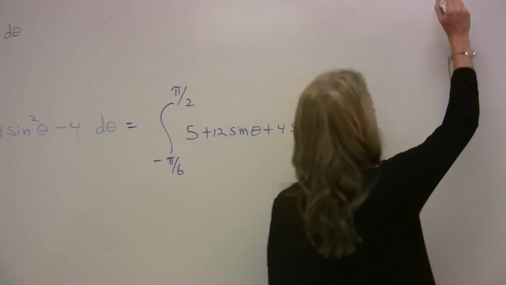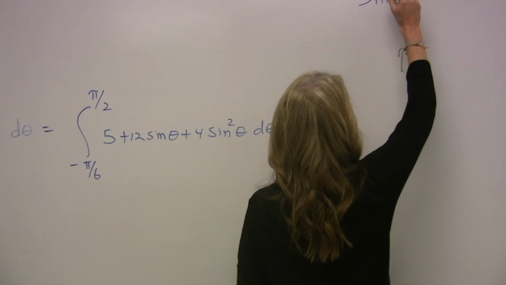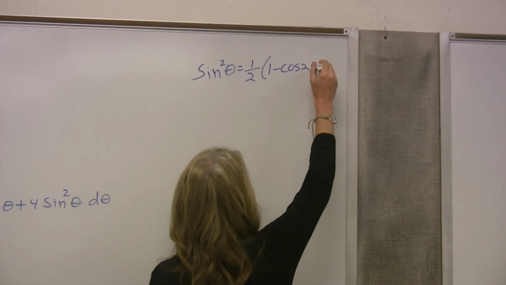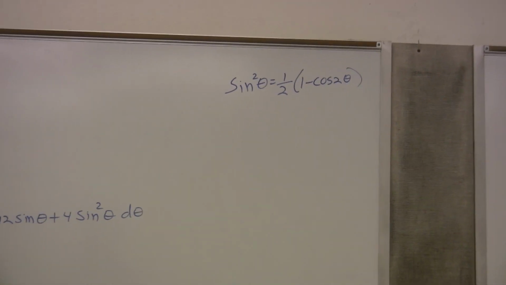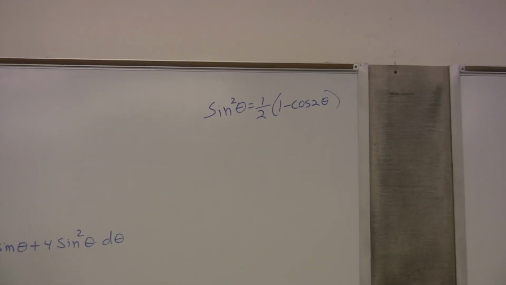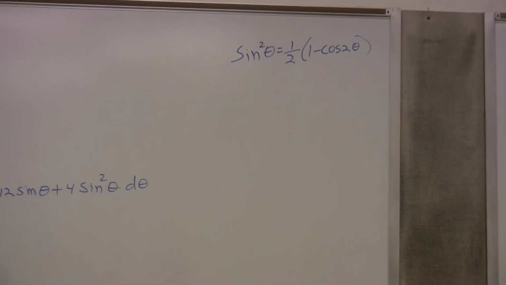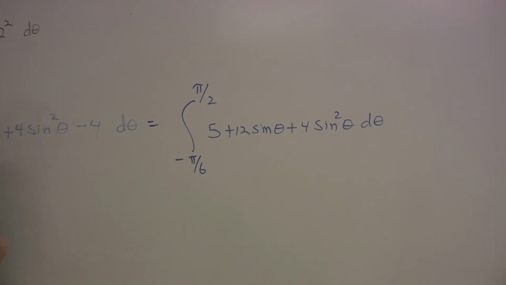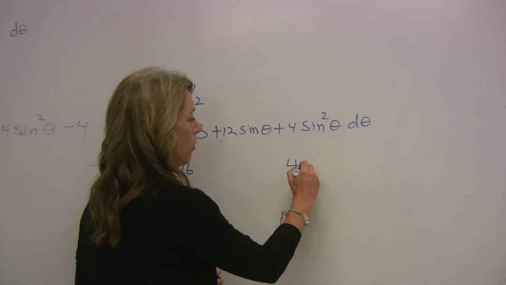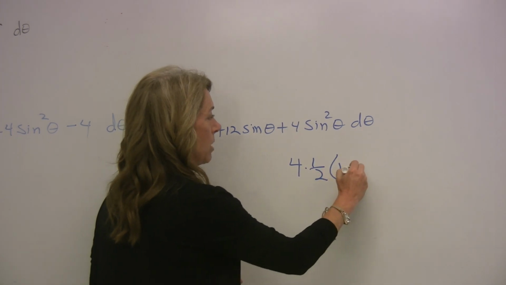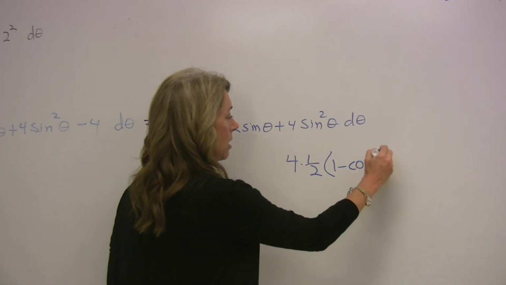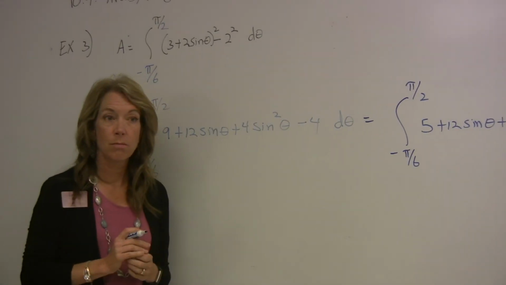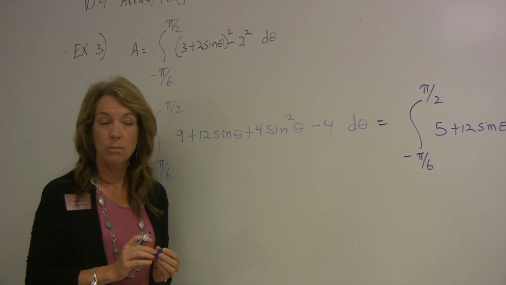So once again, we need that identity, which I will always give you on an exam because they show up all the time. The reduction formulas for reducing sine squared, and there is another one for cosine squared. So we're going to use that to replace our 4 sine squared theta. So this term right here is going to get replaced with 4 times 1/2 times 1 minus cosine 2 theta. Just this term. See that?